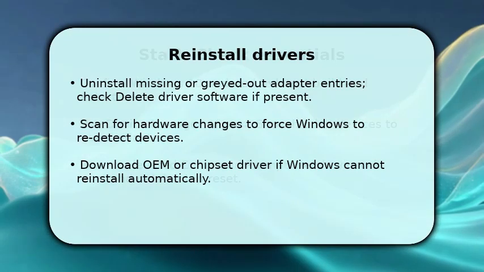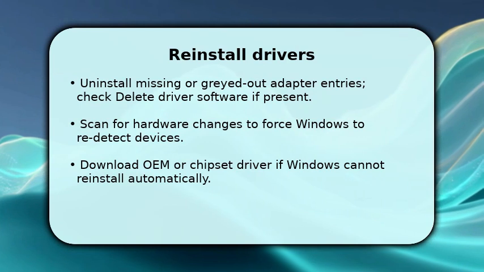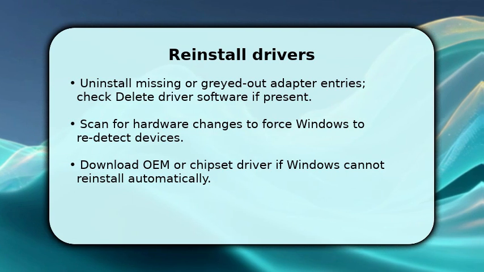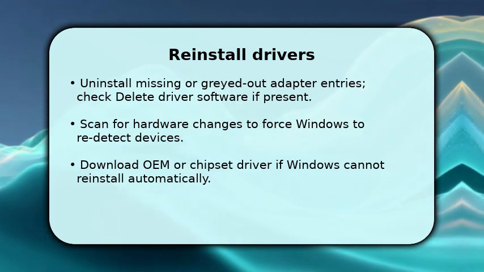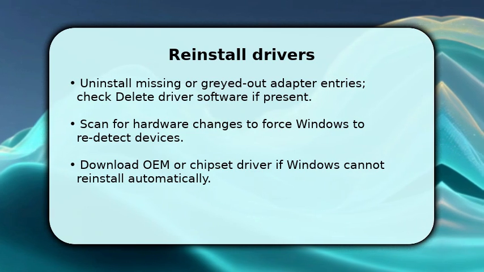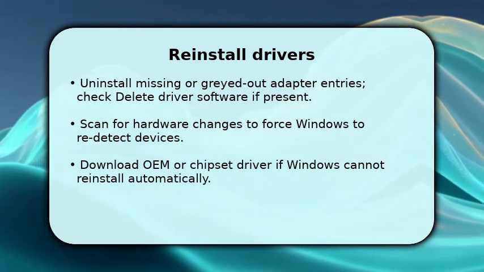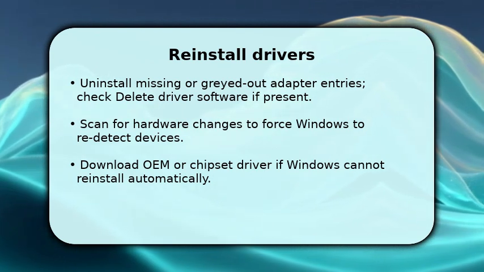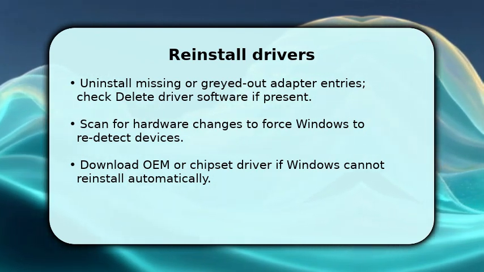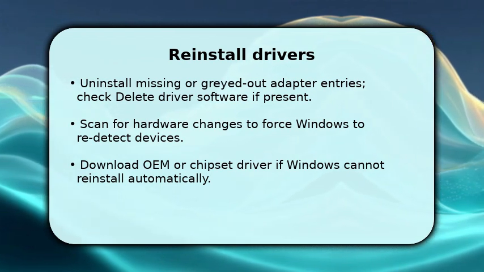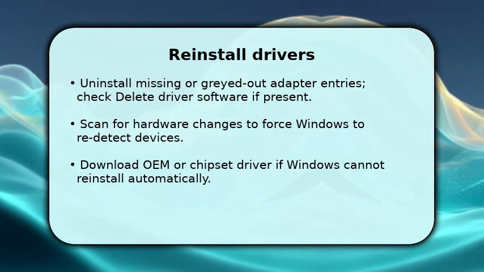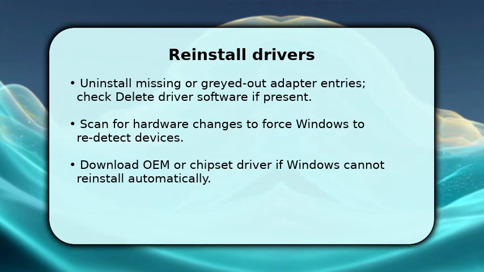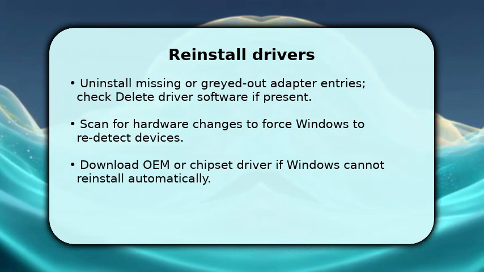Once done with the resets, focus on the drivers because missing adapters are usually a driver issue. In Device Manager, right-click any missing or grayed-out adapter and choose Uninstall. If prompted, check Delete Driver Software to remove corrupted files. After uninstalling, use Action, Scan for hardware changes to force Windows to detect the adapter and attempt a reinstall. If Windows fails to find a driver, download the correct network driver from your PC maker or chipset vendor and install it manually to restore the device.